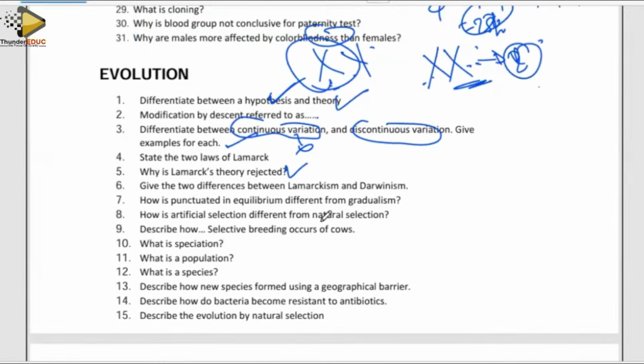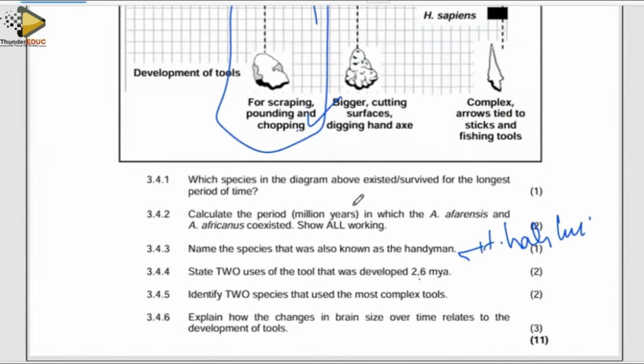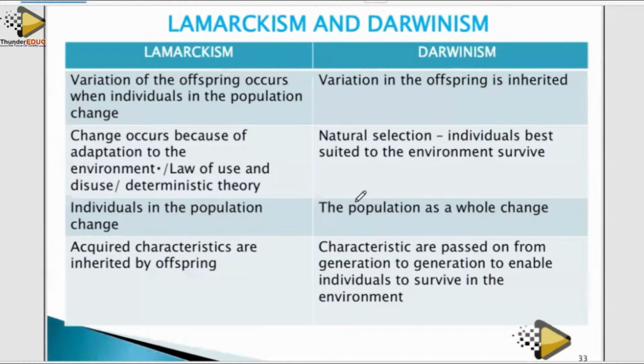Give two differences between Lamarck's theory and Darwin's theory. You come back here and then you look at Lamarckism and Darwinism.